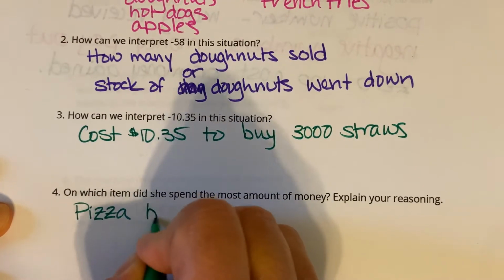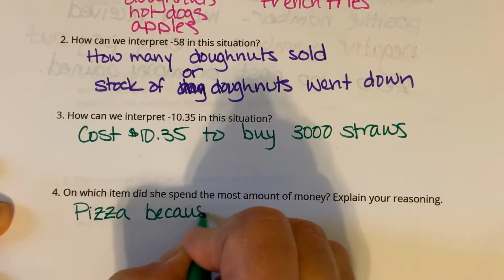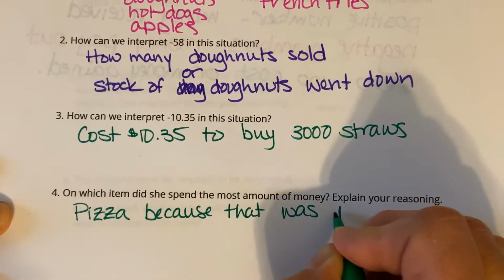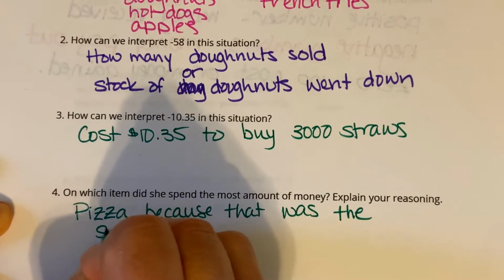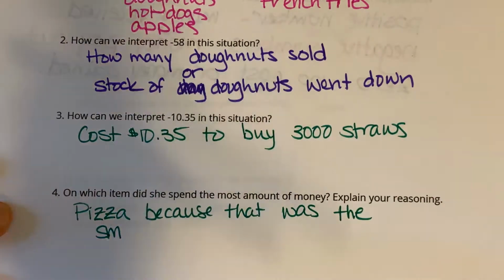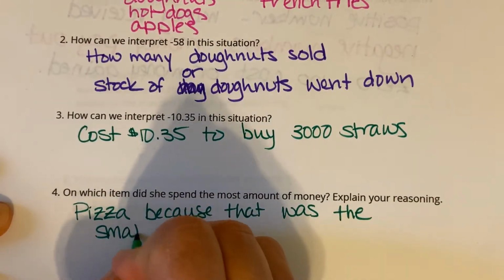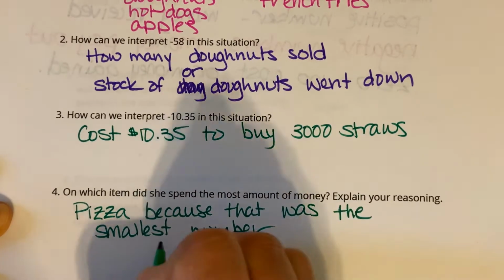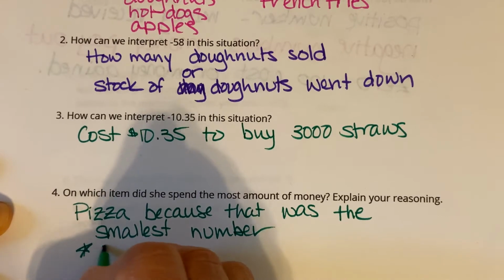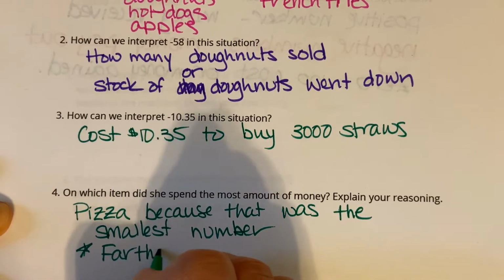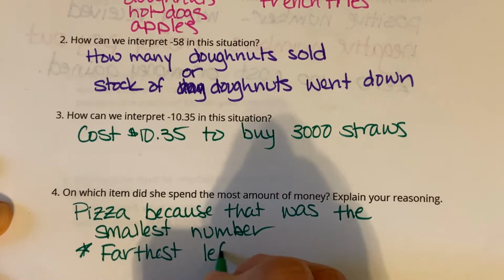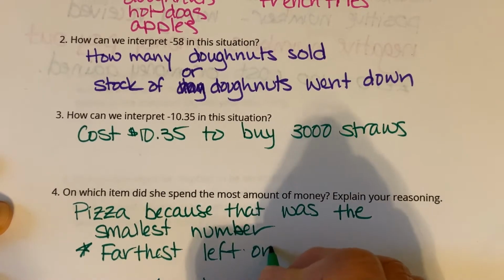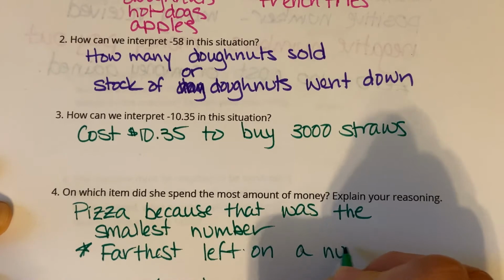Because that was the smallest number, or the one most farther to the left on the number line. Okay. It would be the farthest left. Remember, a number line goes, that means less than, greater than, on a number line.